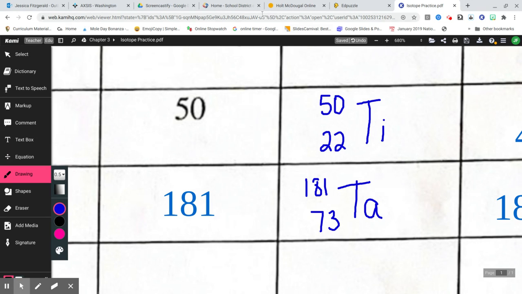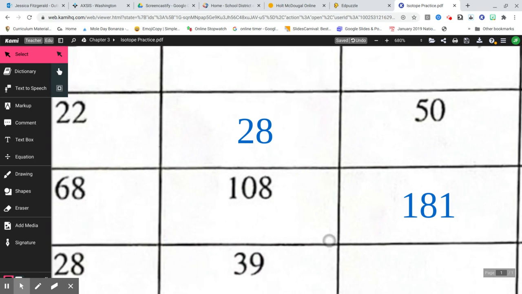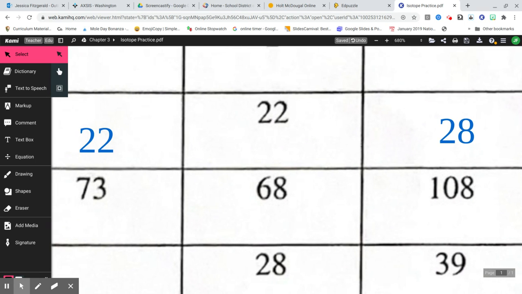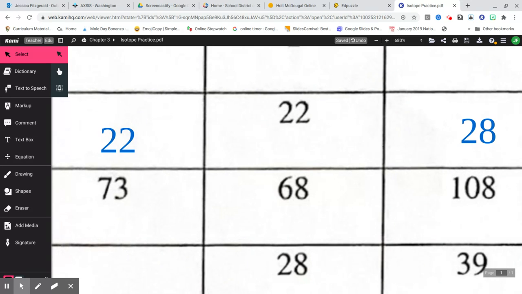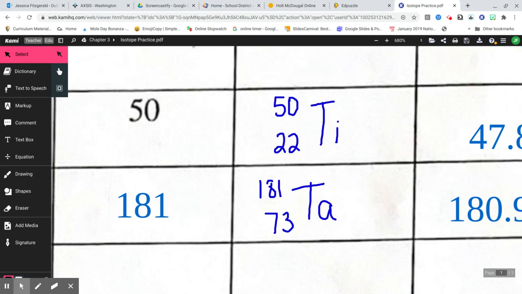Now, to figure out your charge, you're going to look at your protons and your electrons. So what's the difference between your protons and your electrons? So that's going to be a 5. What do you have more? More positive protons or more negative electrons? More positive protons. So that means it's going to be a charge of 5, positive 5.